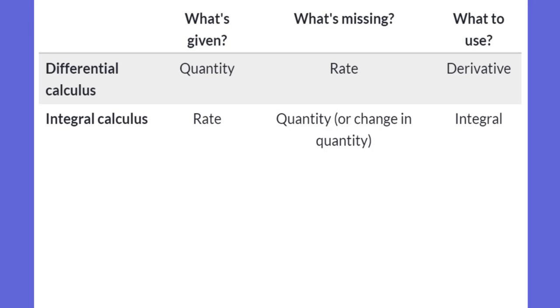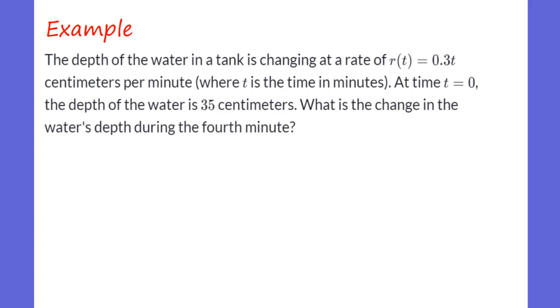So if we're given a quantity and we're trying to find the rate, we want to find the derivative. If we're given the rate and we want to find the quantity, or the change in the quantity, we're going to take the integral. Okay, so let's go through two more quick problems. Here we have the depth of a water tank changing at a rate. I've been given a rate, so I can find the rate of change of that rate, which is kind of the acceleration, by taking the derivative, or I can find the quantity.